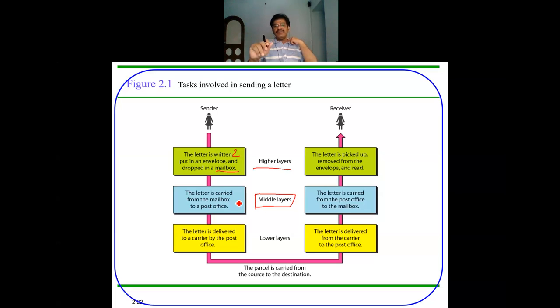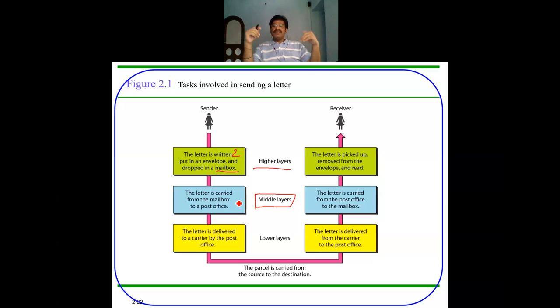At the receiving end, again at the lower layer, we have the post office. The persons from the post office will sort out the letters again. Then, based on the address, the letter will be sorted and delivered to the persons available at the middle layer. The postman will carry this information to the mailbox of the receiver.